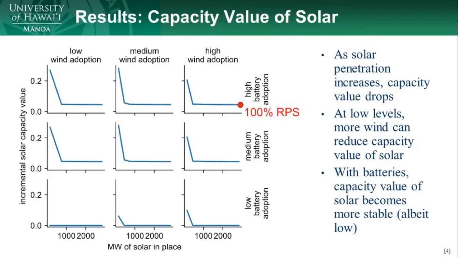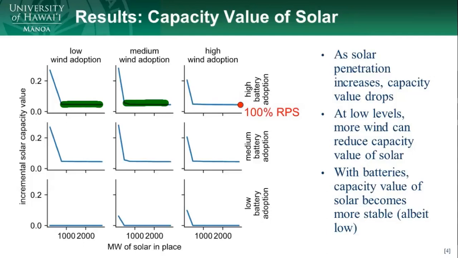And so what we see is a fairly stable capacity value, at least when you have high batteries. The top row of graphs is all high battery scenarios. We get a fairly stable capacity value for solar, which is really driven by the fact that if you add another megawatt of solar, you'll get maybe half the normal value from it. On those low sun days, that will allow you to charge the batteries a little more and install a little less thermal capacity for those days. So you get some capacity value.